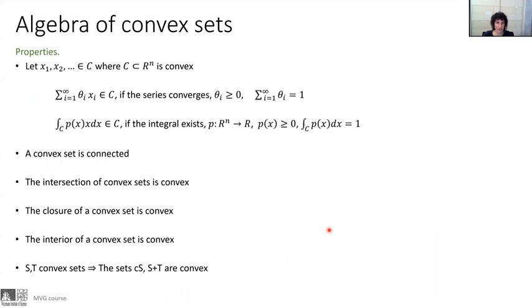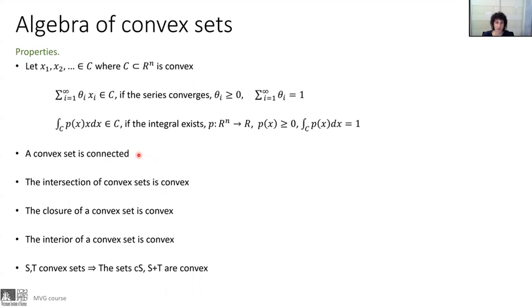Some properties of convex sets. This is very, very important to know, to understand and to use. If we have elements in a convex set C, then any infinite weighted summation, any infinite convex combination, is still in C, if it converges. Everything can also be done if we move from the sum to the integral. A convex set should be connected.